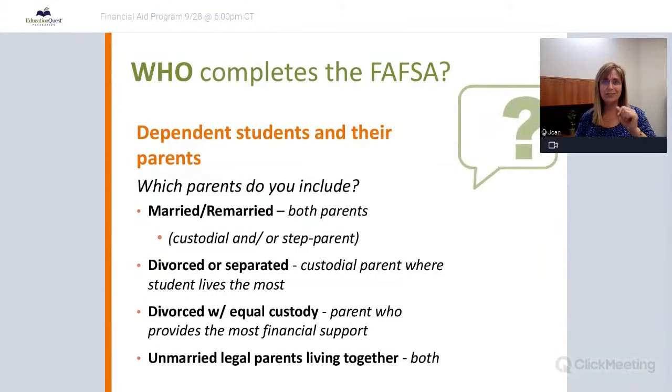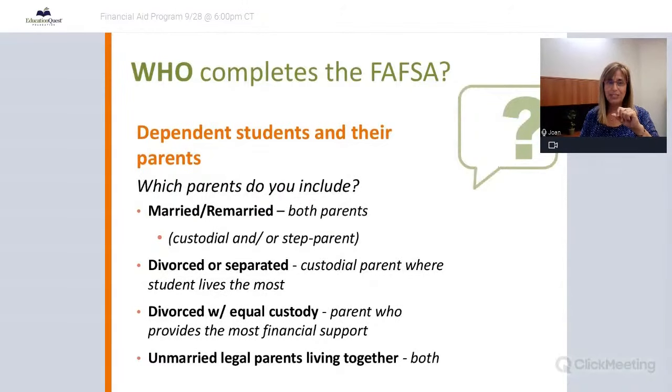Oftentimes we get asked, who completes the FAFSA form? Which parents are going to file the FAFSA information on the student's form? Let's take a look at these scenarios. What if we have parents who are married or remarried? That's pretty easy to understand. You're going to use both parents' information, whether it's biological parent or step parent. Your information is going to go on the form.